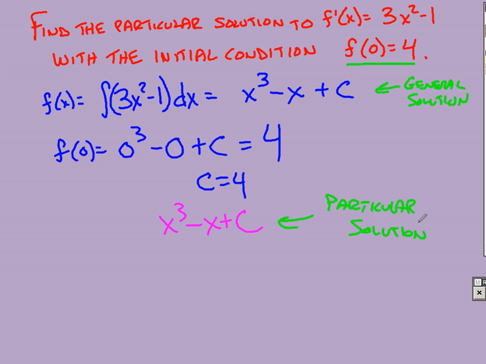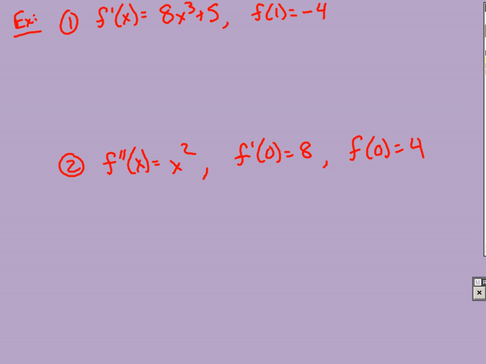So all you need to do is plug in that initial value and solve for c to get your new answer. And that should not say c there, of course. This should now be plus what I just found for c, which was 4. So here are 2 more examples. Give them a try, pause the video, and come back to check your answer.